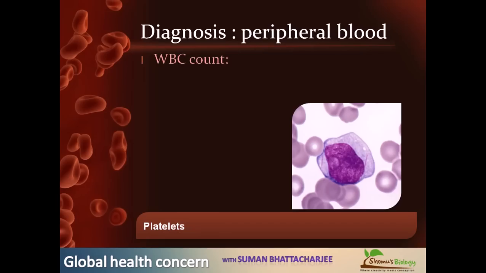So what are the diagnosis patterns for the peripheral blood? We need to look for the WBC count, or white blood cell count. The white blood cell count increases dramatically in any kind of leukemia. That's why it is called a massive proliferation of white blood cells, the blood cancer. In this case, it is variable at diagnosis, like 1 to 100 times 10 to the power 9 per liter, and it can rise with the duration of the leukemia.